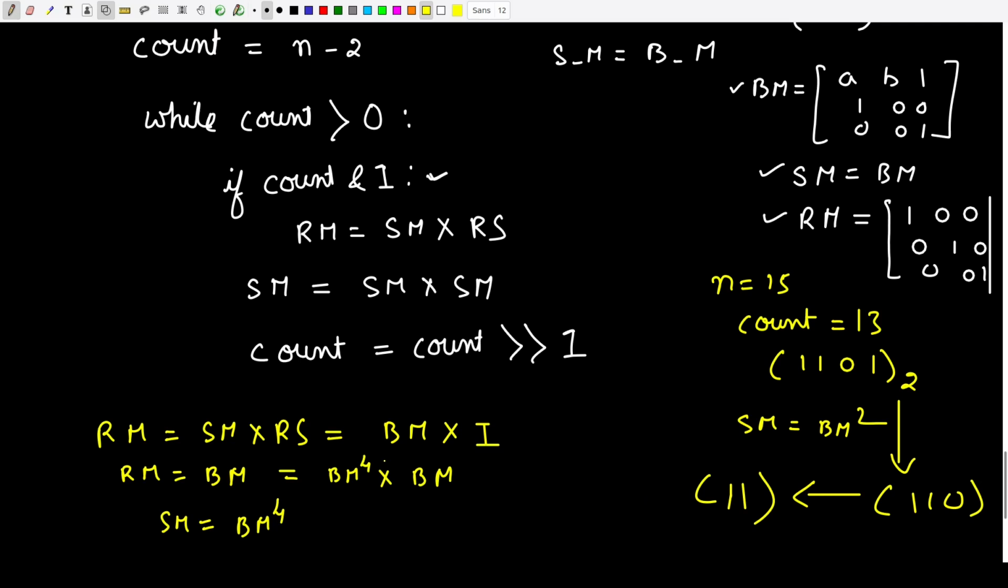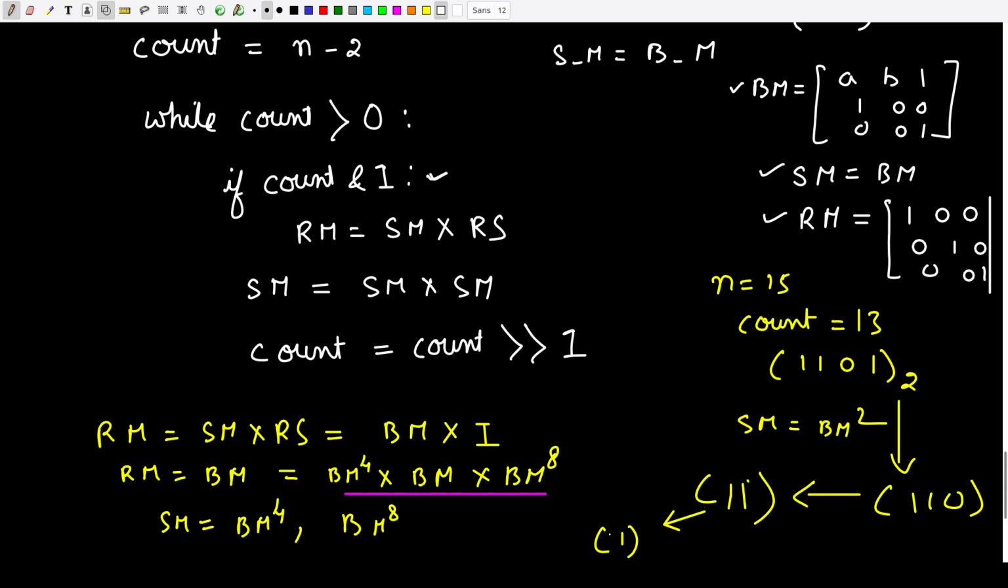After doing so, we again go ahead and compute SM. This time the SM will be equal to BM to the power 8. And then we do a right shift. So now this is equal to 1. And again we see that the least significant bit is set to 1, because of which we will go ahead and include BM to the power 8 in our exponentiation. So the result matrix is now BM into BM to the power 4 into BM to the power 8.